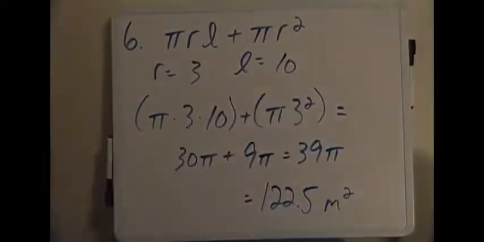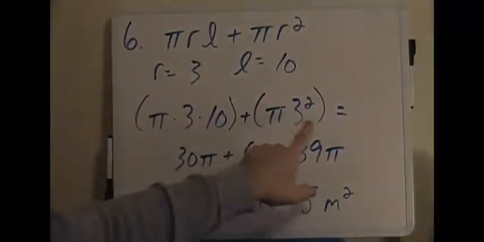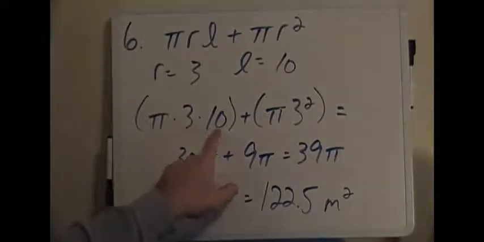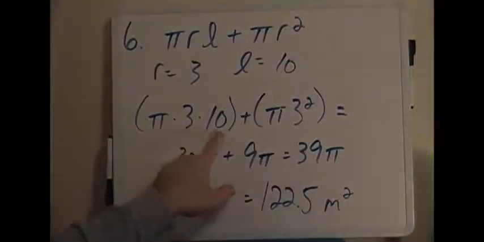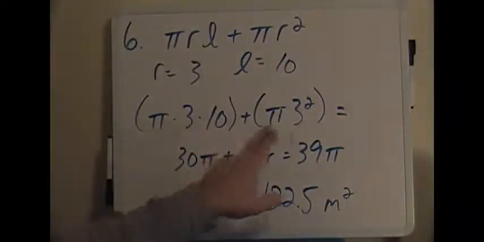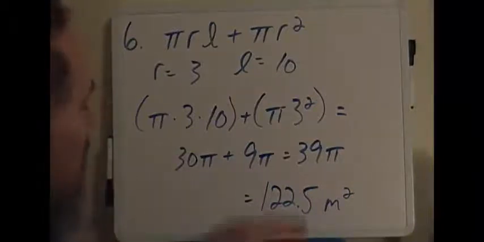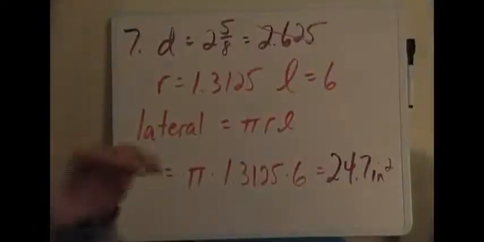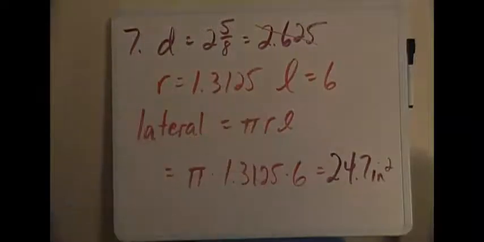Problem number 6, pi RL plus pi R squared, because again we're looking for total surface area. Radius is 3, slant height is 10, so the 10 goes into the slant height here, the radius goes both here and here. So it's pi times radius times slant height plus pi times the radius squared. So notice that this is 3 times 10, 30 pi, and this is 3 times 3, in other words, 9 pi. So we have 39 pi, makes it nice and easy to put into the calculator. 122.5 square meters.